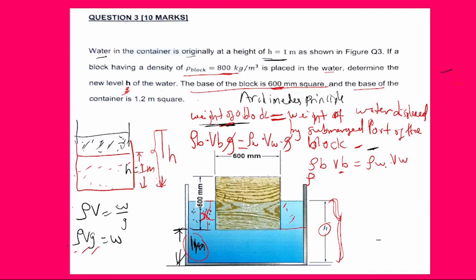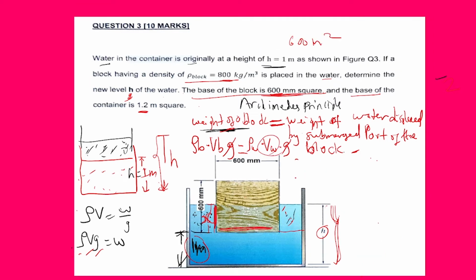So density of a block, which we have, times volume of a block. Volume of a block equals base area times the height of a block. Make sure you write all this stuff in an exam. So density of the block times volume of a block, which is base area of a block times height of a block, equal to density of water times volume of water displaced, which is base area of water times the height of water displaced.